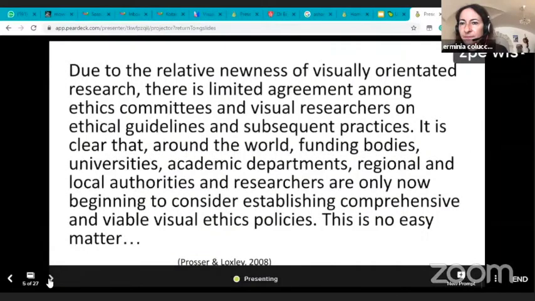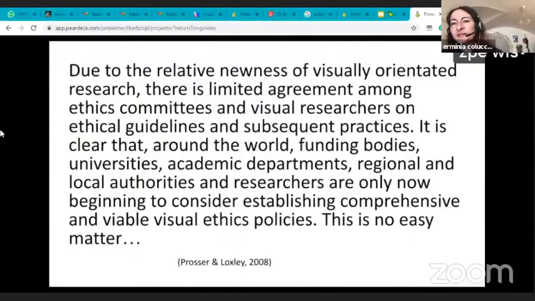Okay, all good. Now, Prosser and Loxley wrote a report about visual research methods more in general. They wrote, due to the relative newness of visually oriented research, we have limited agreement among ethics committees and visual researchers on guidelines and best practices in terms of visual ethics. It is clear that around the world, funding bodies, universities, and other kinds of authorities are only now beginning to consider establishing some kind of visual ethics policies. But this is not easy, and I want to take you through some of the complexity.